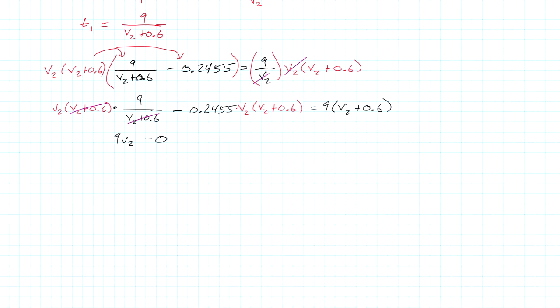We'll get negative 0.2455 V2 squared minus 0.2455 times 0.6, and it'll be a V2 times, put the number in front, 0.1473 V2 equals, on the right, 9V2 plus 9 times 0.6 is 5.4.